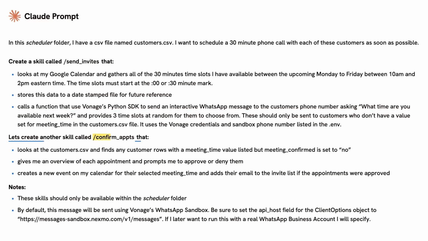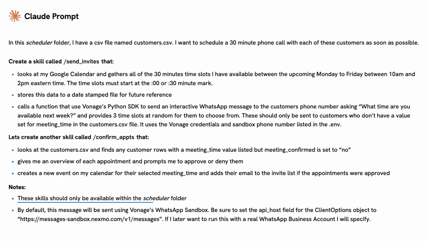For the second skill, let's create another skill called Confirm Appointments that looks at the customer CSV and finds any customer rows with the meeting time value listed, but meeting confirmed is set to no, meaning the meeting hasn't been confirmed yet. Gives me an overview of each appointment and prompts me to approve or deny them. Creates a new event on my calendar for their meeting time and adds their email to the invite list if the appointments were approved.